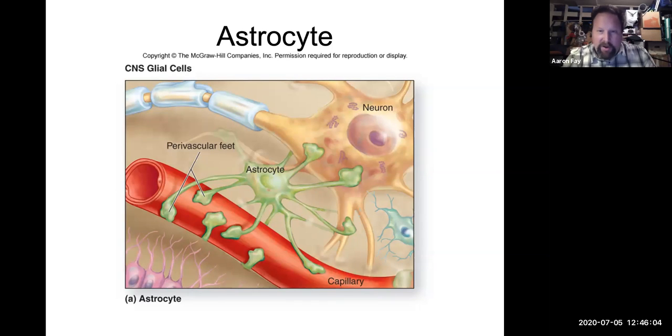So here's just a blow-up image of our neuron. It's being myelinated by oligodendrocytes. Here's our astrocyte serving as a middleman between a capillary in the CNS and the neuron. And these little perivascular feet are going to connect blood vessel to neuron.